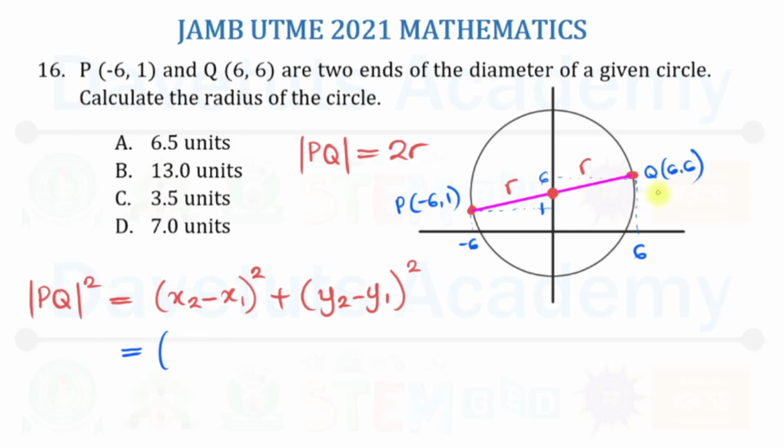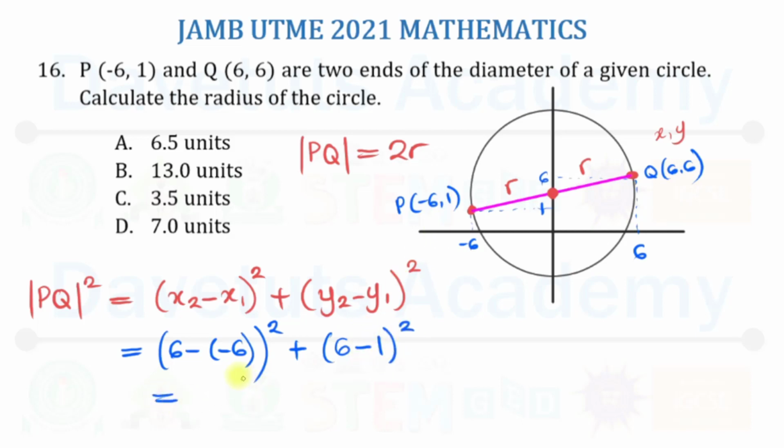In that case, what's the value for x? The first one is always x. It is x comma y. And the same thing we apply here, x comma y. So here it will be 6 minus, what is the other value for x? It is minus 6. Don't forget your sign. Raised to power 2 plus, for the y, y2 is also 6. What is y1? y1 is 1. So 6 minus 1 raised to power 2.